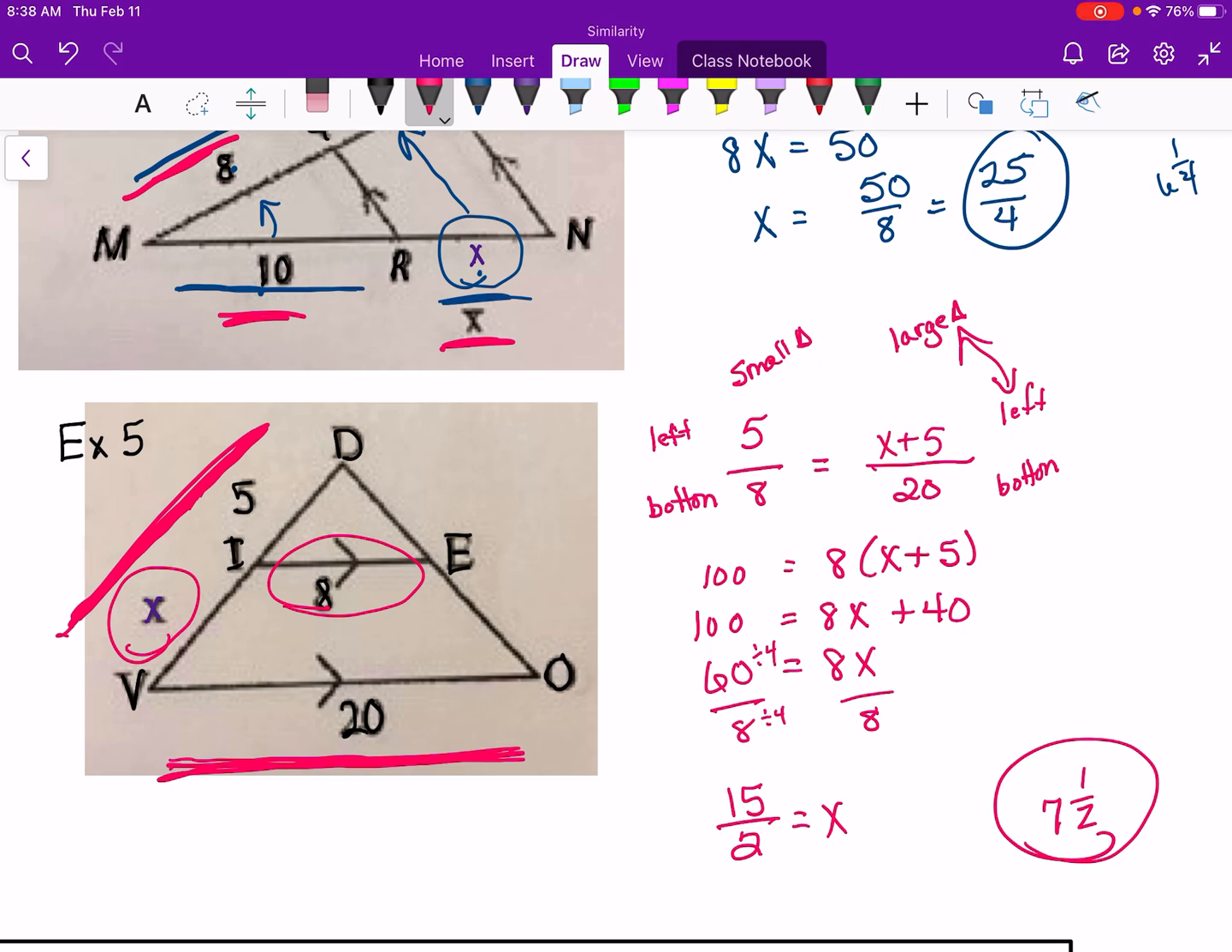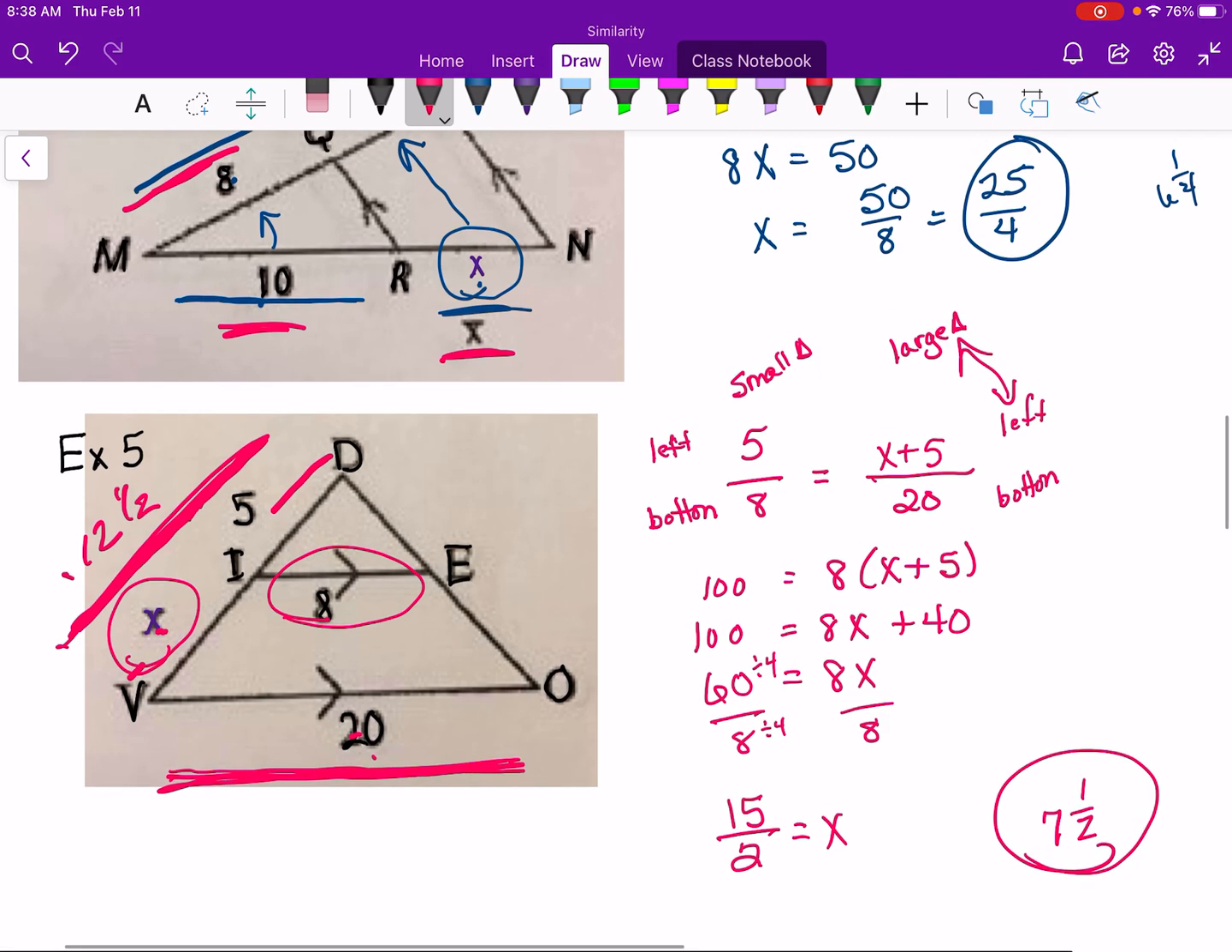which does make sense. If x is 7.5, then that entire side is 12.5. Needs to be bigger than the 5, it is, and the 12.5 and the 20 makes sense for the sides of that large triangle. Several different uses.